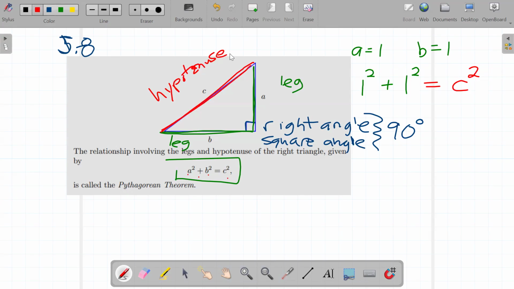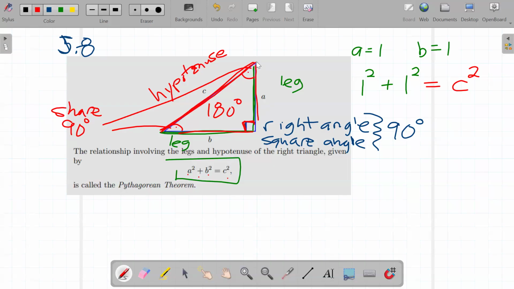The reason the hypotenuse is always the long side is that the total amount of degrees you can have inside a triangle is 180 degrees. The right angle took up 90 degrees, so the other two angles have to share the other 90 degrees to get a full 180. Since those two angles are smaller, the two sides opposite them have to be smaller than the side opposite the right angle.